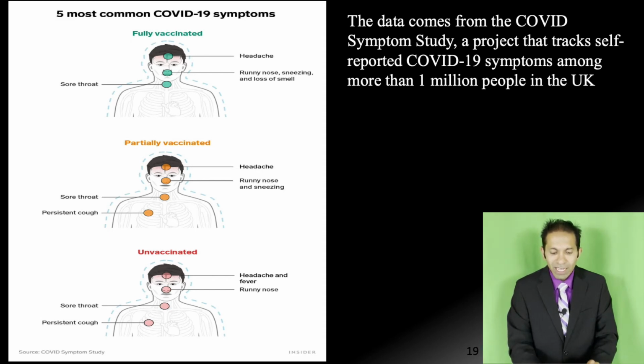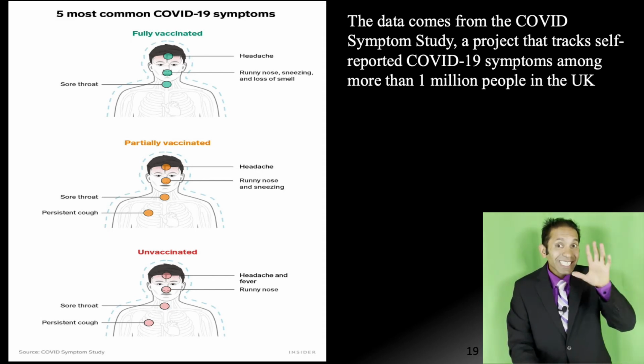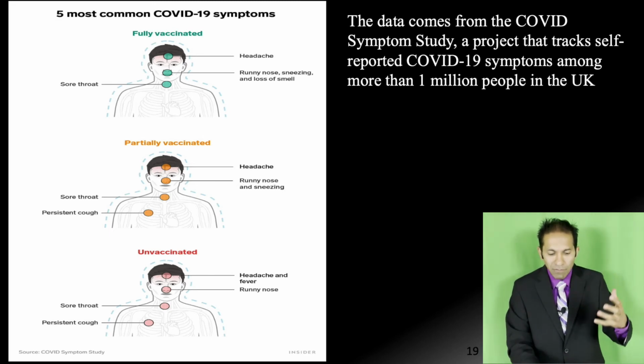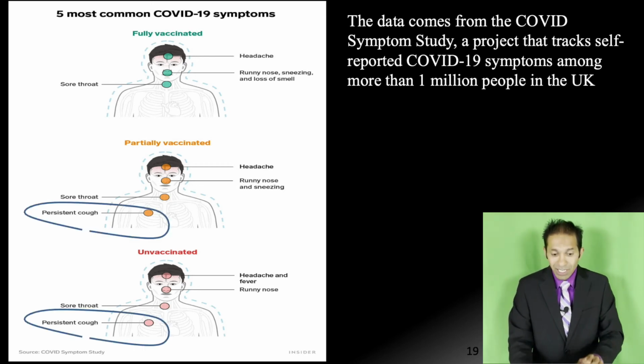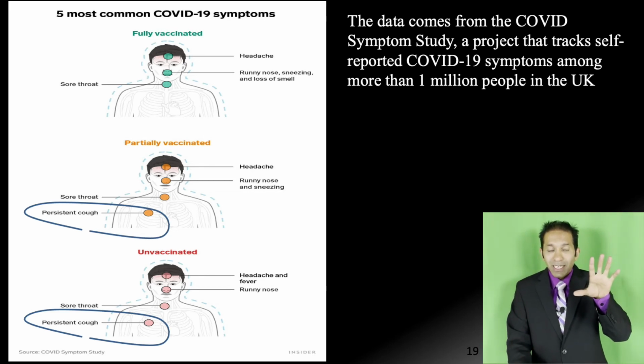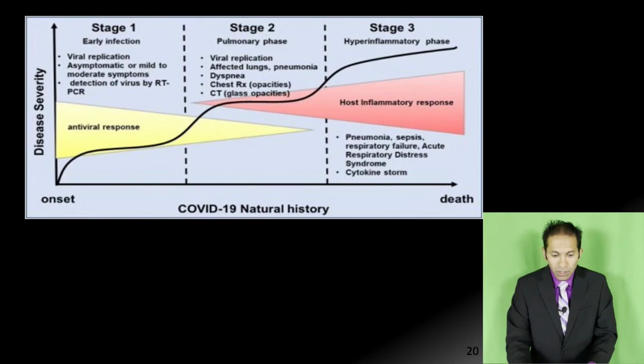Patients who are fully vaccinated typically don't have cough. Now the patients at the bottom, if you see partially vaccinated and unvaccinated, they can have cough. So these are the 5 most common symptoms in fully vaccinated and partially vaccinated patients. So let's go to next slide and discuss this diagram.